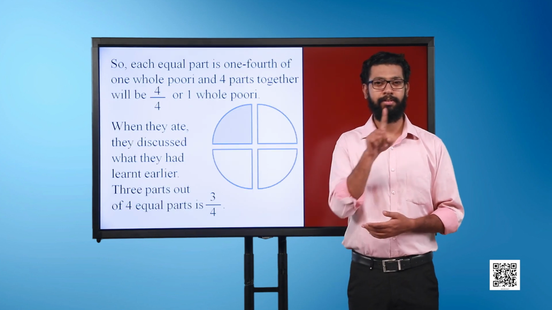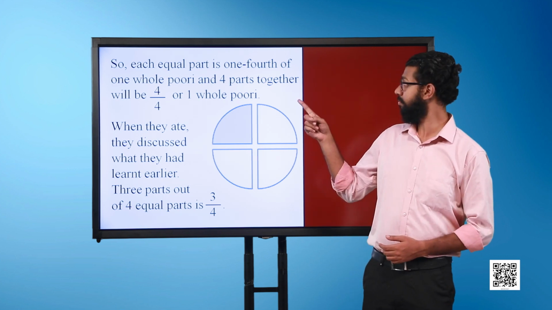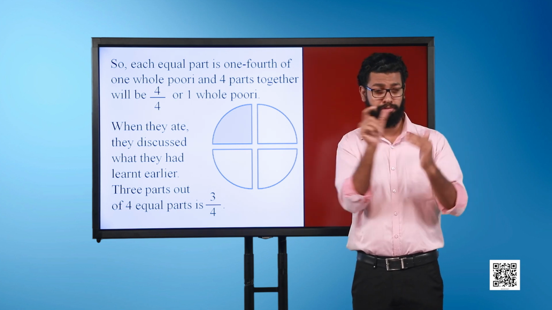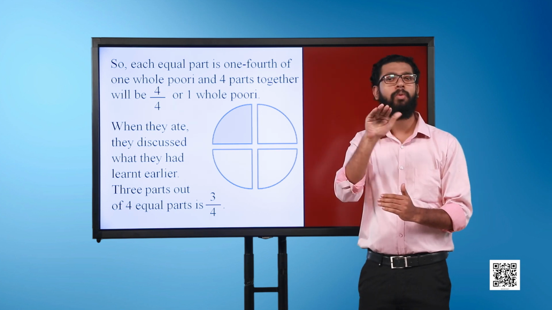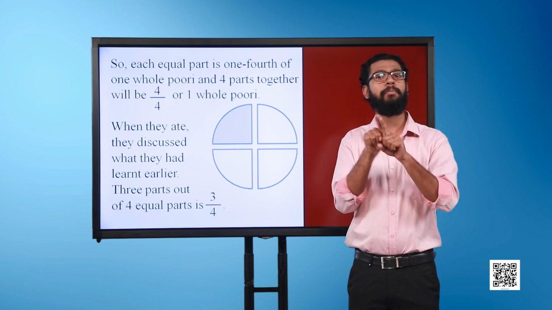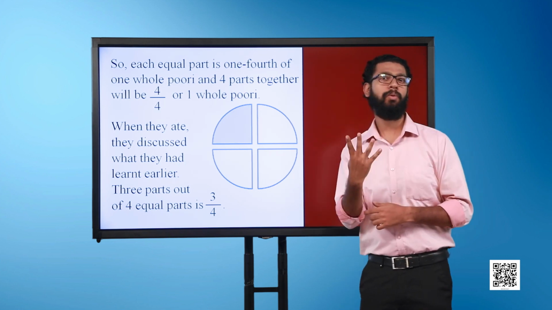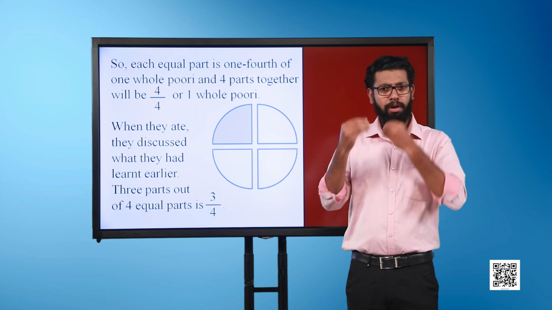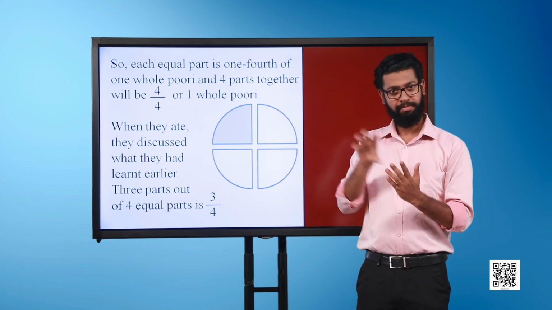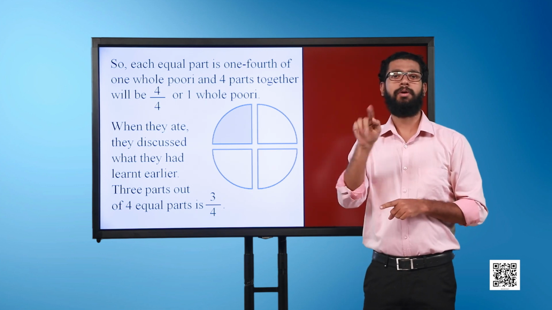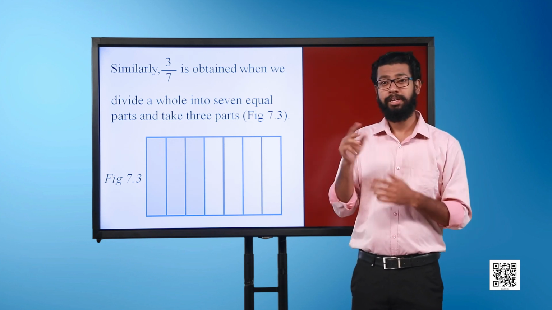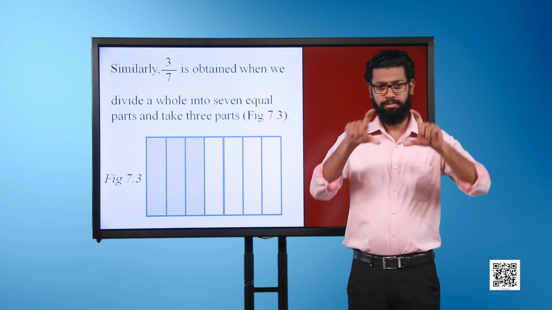Page 134. So each equal part is 1/4 of one whole puri, and 4 parts together will be 4 upon 4 or 1 whole puri. When they ate, they discussed what they had learnt earlier. 3 parts out of 4 equal parts is 3 upon 4. Similarly, 3 upon 7 is obtained when we divide a whole into 7 equal parts and take 3 parts.